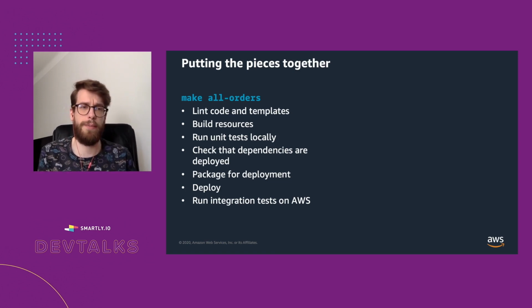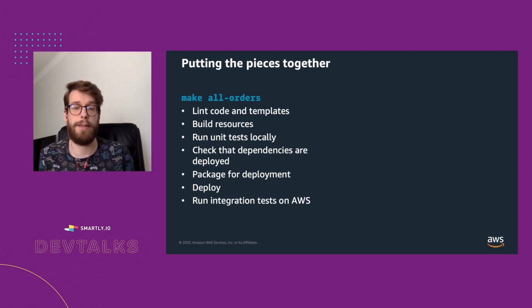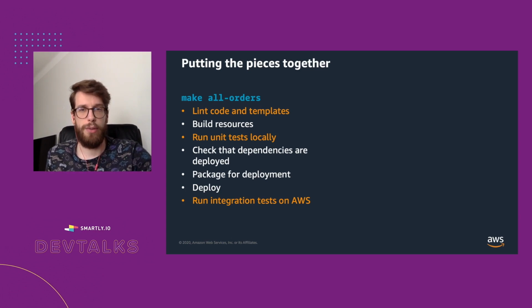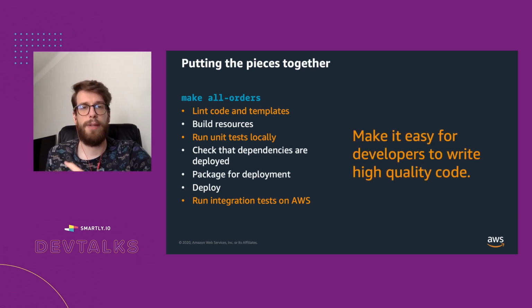Package the code artifact, the CloudFormation template, everything, getting it ready for deployment, deploying it, and then once it's running on AWS, you can run the integration test. And these three bits here, the fact that every time you do this kind of operation, you do this check, these sanity checks and so on, that makes it easy for developers to write high quality code.